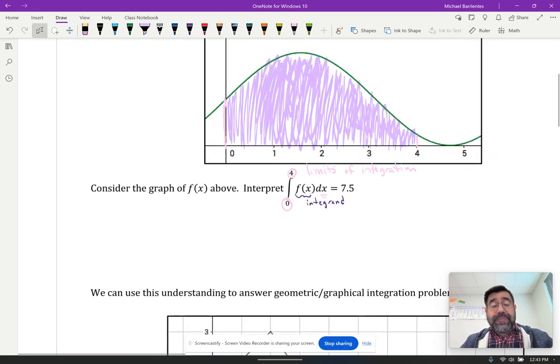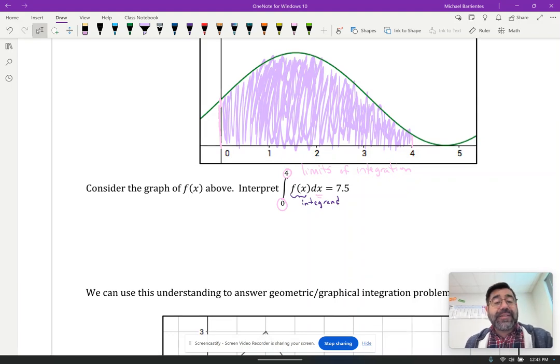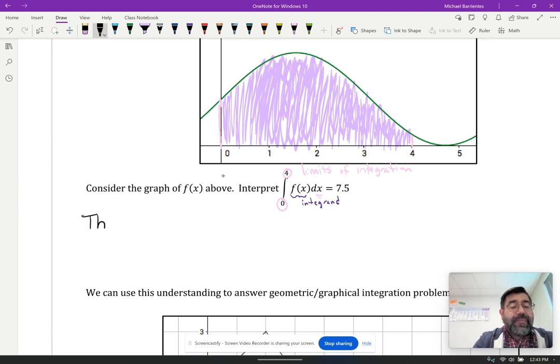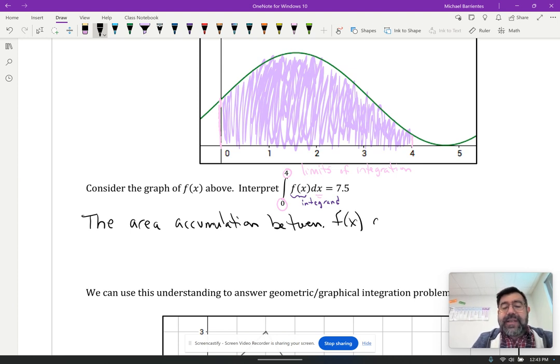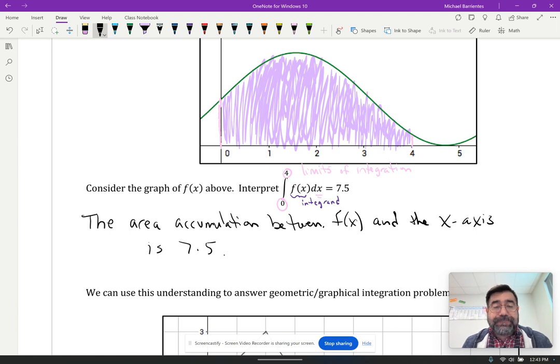So what does the definite integral represent? Interpret the integral of f of x dx from 0 to 4 equals 7.5. What this is saying is the area, or accumulation, between f of x and the x-axis is 7.5. That's what that means.